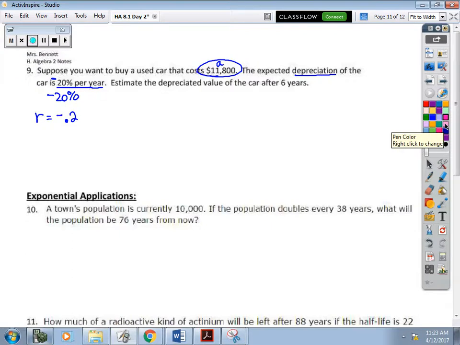So again, before we can write our equation, we have to find out what our B variable is using our 1 plus R. Now some people also will do this in your head, like 100% minus 20% is 80%. That's what we're going to get, 0.8. But that's why we're doing this process, to find out how much is left of it after 1 year, 80%. So then we'll write our exponential model.